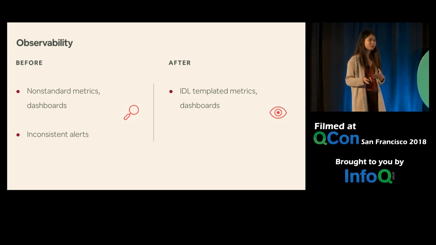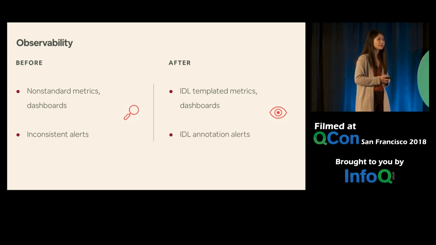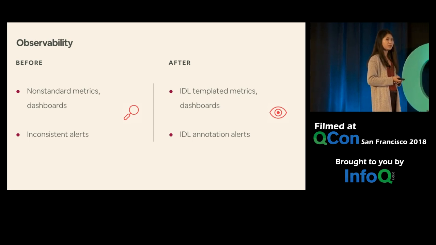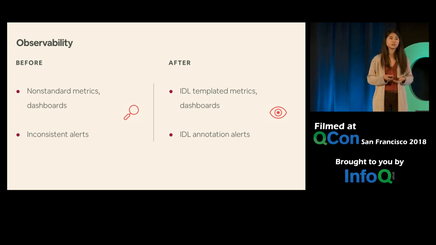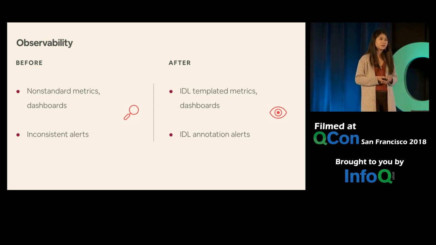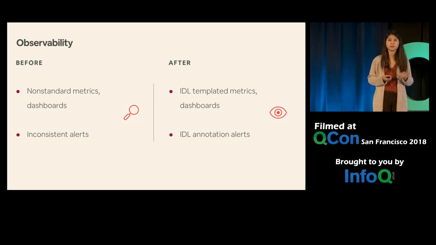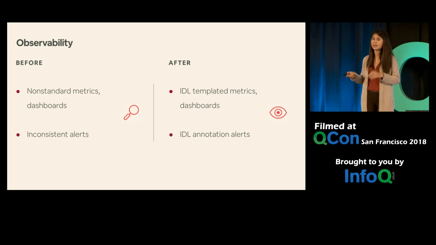With these templated metrics, we get templated dashboards as well. And the IDL allows for annotations for alerts. We can specify the threshold right there in the IDL file. For example, we can do the P95 latency. What is too high of a latency? Or what is too high of an error rate? What is too low of a queries per second, or QPS? All within that IDL file.